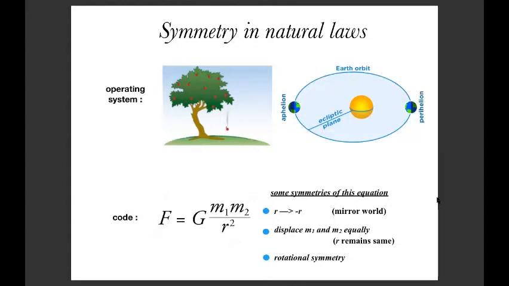Okay. Well, now nature might have symmetries built into this code. For instance, in this equation, replacing r with minus r or displacing the masses by the same amount doesn't change the law. But that doesn't mean the natural phenomenon that we are looking at, an apple falling from a tree, would look the same under a mirror, right? So it's important to distinguish between symmetry inherent in the mathematical law versus the symmetry manifesting itself in the natural phenomenon that it describes.